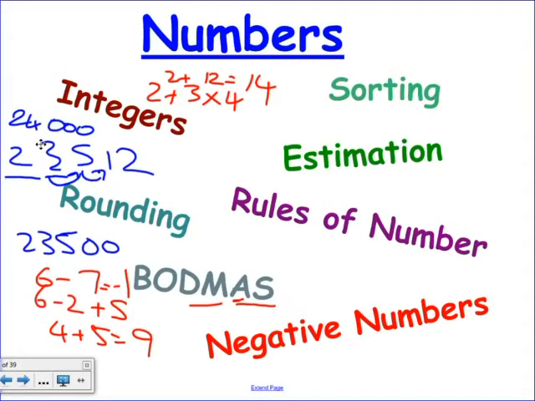Negative numbers, you have to be aware of negative numbers. You're going to be adding negative numbers, subtracting negative numbers and so on. So if you have minus 5 and you take away another 2, minus 5 minus 2 is minus 7, and you're going to get lots of questions like that on negative numbers. Okay.